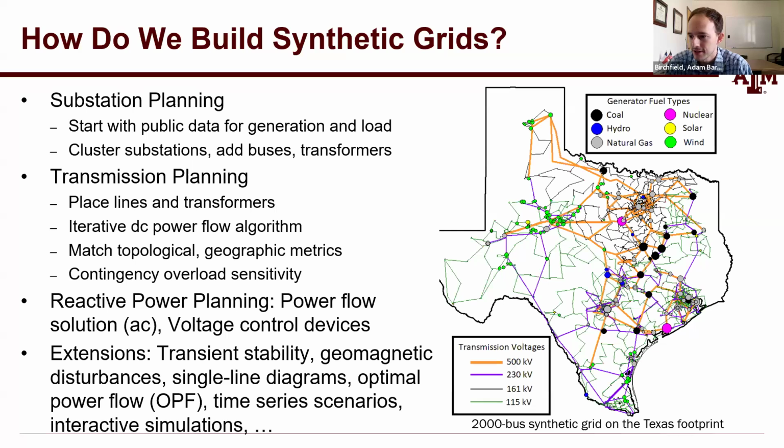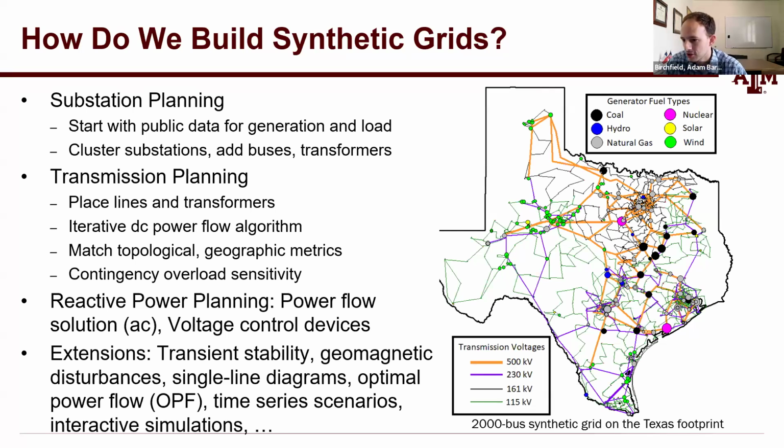Okay, so how do we build synthetic grids? This one on the right is another one. This is our 2,000 bus synthetic Texas grid. I think this is probably the most well-known of our synthetic grids, also available on our website. The first thing you might notice, if you are familiar at all with Texas, and keeping in mind that this grid was built in 2015, and Texas grid has changed significantly since 2015.